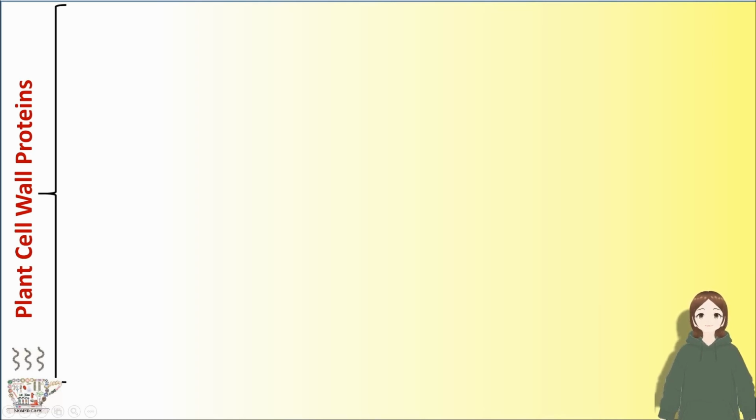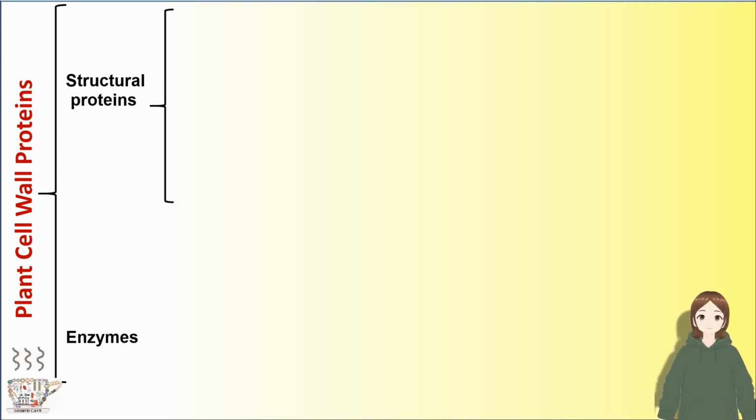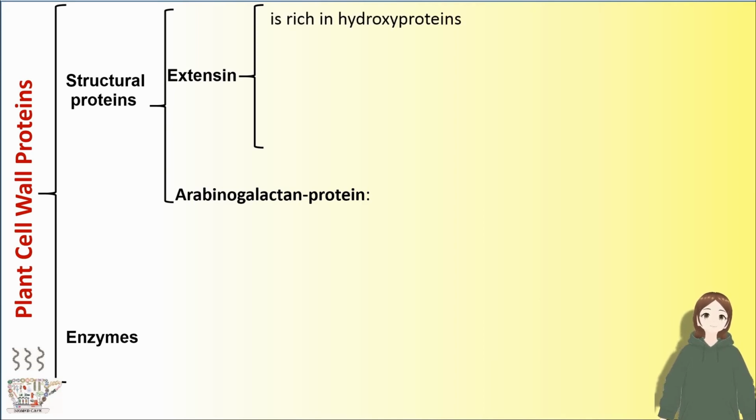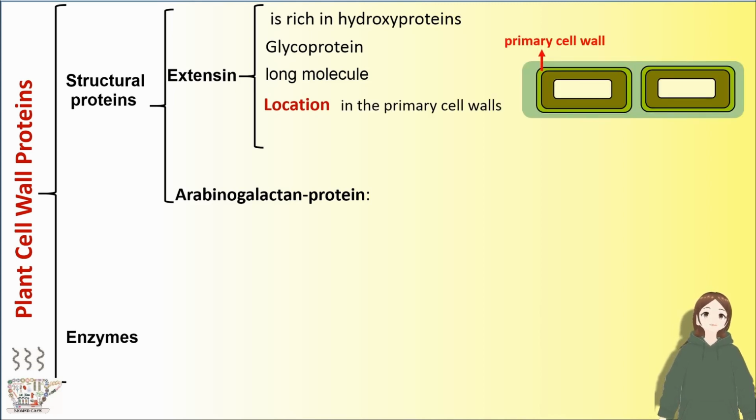Plant cell wall proteins can be divided into two subgroups: structural proteins and enzymes. One of the structural proteins is extensin and another is arabinogalactan protein. Extensin is rich in hydroxyproline. It's a glycoprotein and long molecule. It's located in the primary cell walls and it plays a role in controlling the orientation of the microfibrils.